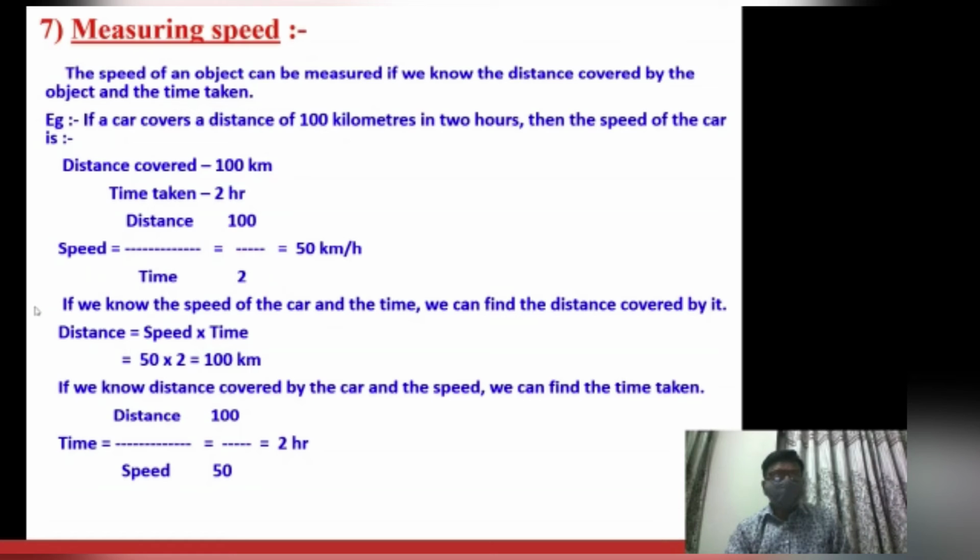Distance can also be calculated, that is speed into time. If we know the speed of the car, for example 50, we put this speed and the 2 hours time, and we can calculate distance: 50 into 2 is 100 km. Again, time will be equal to d over s, 100 upon 50, that is 2 hours. The question is the same, but the quantities are asked differently. The formula is the same.